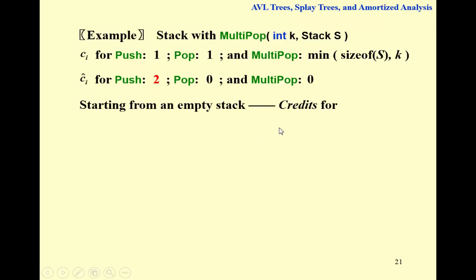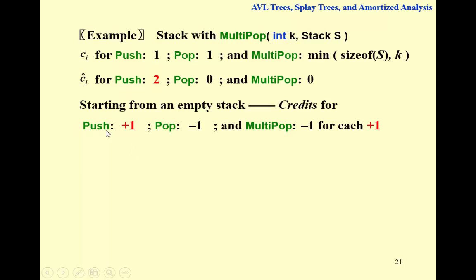Now let's check out the credits first. We start from an empty stack, and credits for push will be what? The credit is the difference, right? It's the amortized cost minus the actual cost. That will be positive 1. For pop, it will be 0 minus 1. We get negative 1. For multi-pop, it will be 0 minus this number, but it's not just this number. You can understand it as minus 1 for each plus 1. Do you see the reason here?